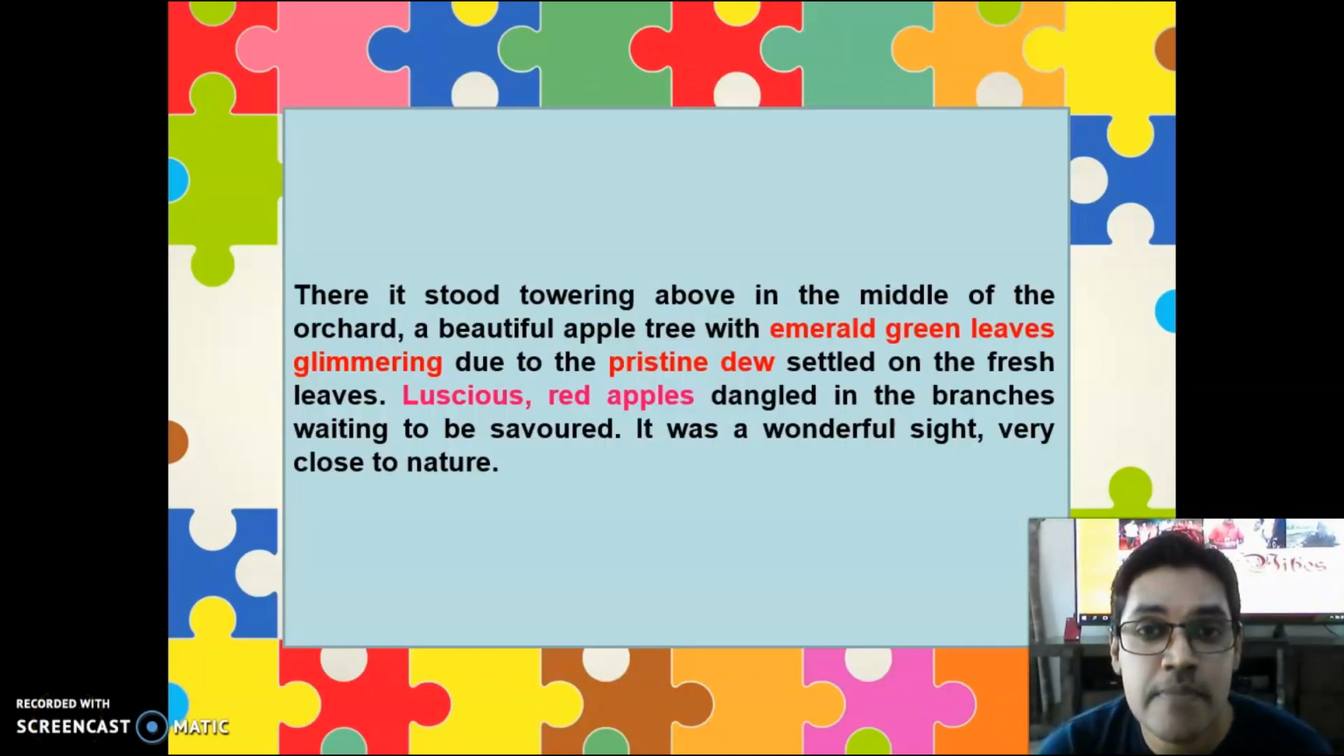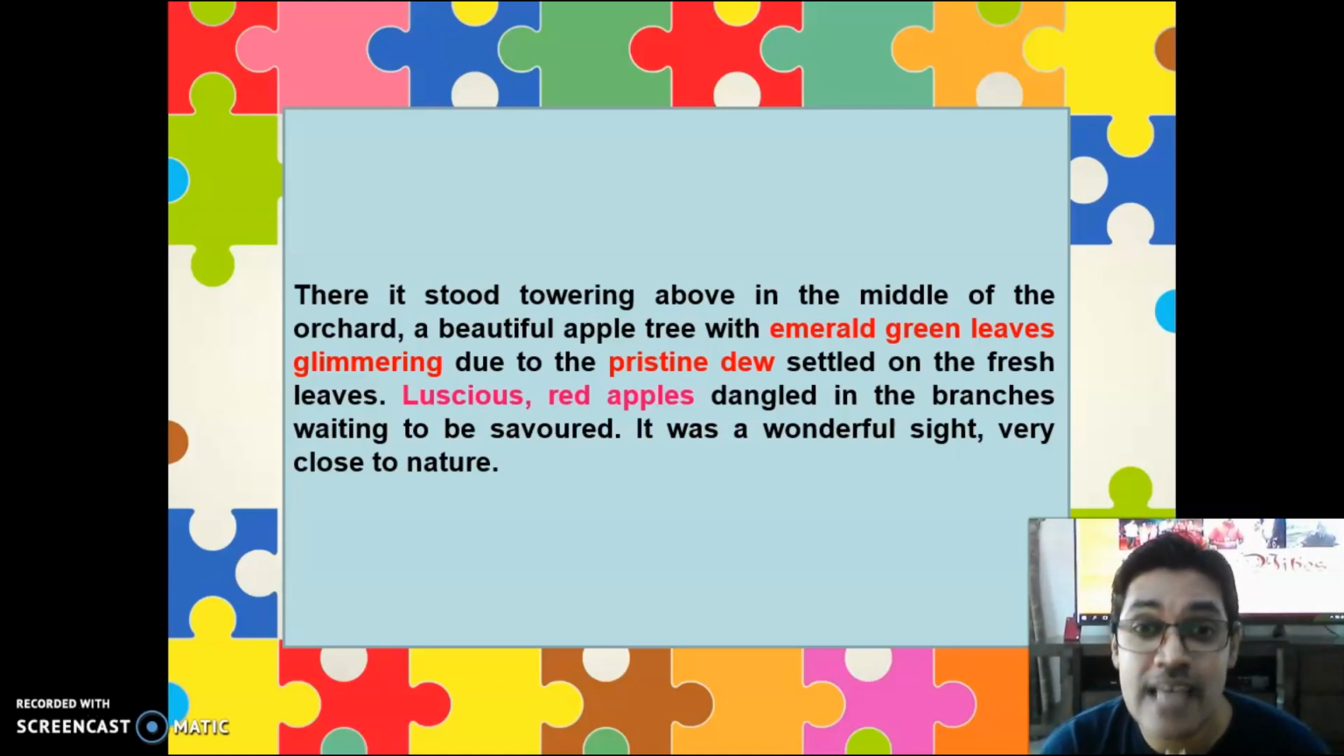Now, here is an example describing the apple tree. Look at the phrases and descriptive ideas that I have used to describe the apple tree here. There it stood towering above in the middle of the orchard, a beautiful apple tree with emerald green leaves glimmering due to the pristine dew settled on the fresh leaves. Luscious red apples dangled in the branches, waiting to be savored. It was a wonderful sight, very close to nature.